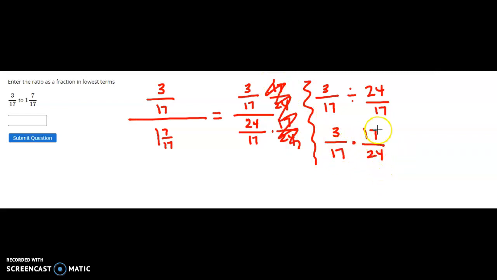So the 17s, I'm going to cross cancel. I can see those are going to cancel each other out. I'm just left with 1. The 3 goes into 3 and 24, so I can divide a 3 out of each. 24 divided by 3 is 8. Now I'll multiply across. 1 times 1 is just 1. 1 times 8 is 8. So my final ratio in lowest terms would be 1/8.